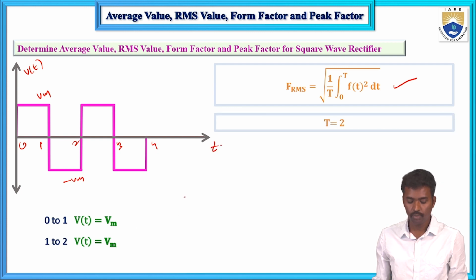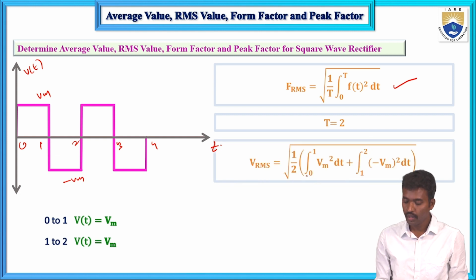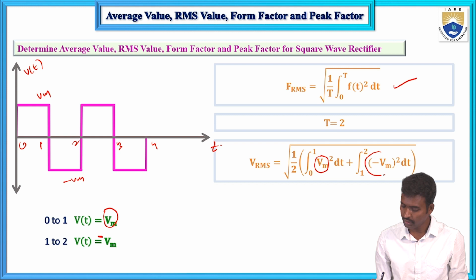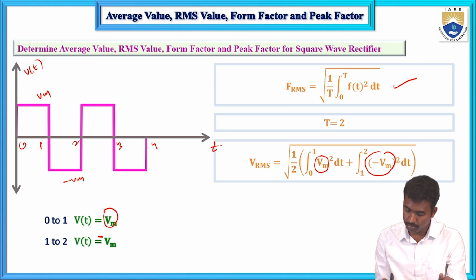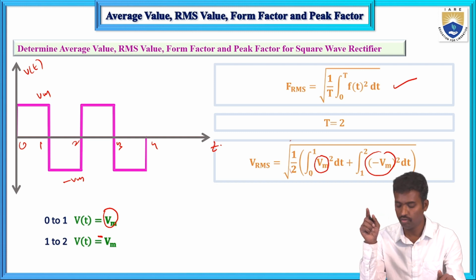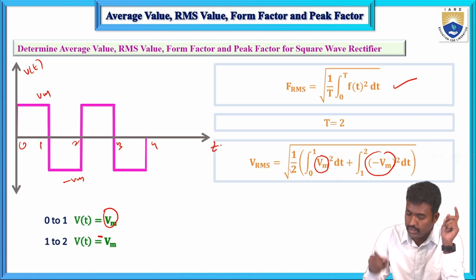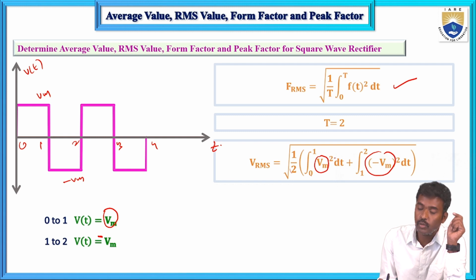Now here the time period is 2. The limits 0 to 1 are plus Vm, and this one is minus Vm. So 1 to 2, this one, and square. The total time period is 2 here, so the square root of 1 by 2, integration 0 to 1 of Vm square dt, plus integration 1 to 2 of minus Vm square dt.